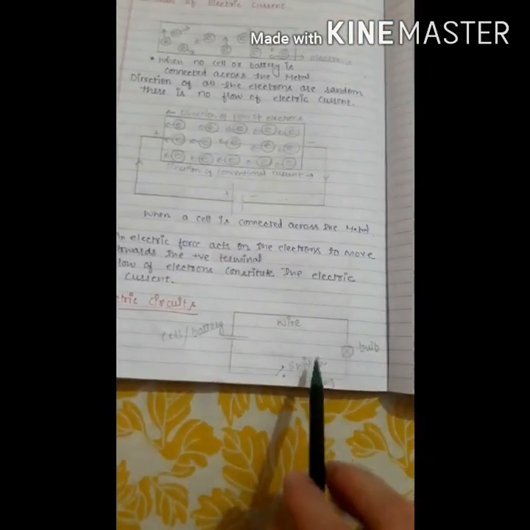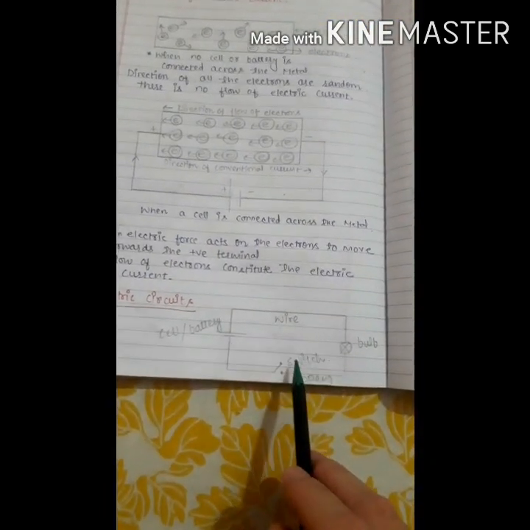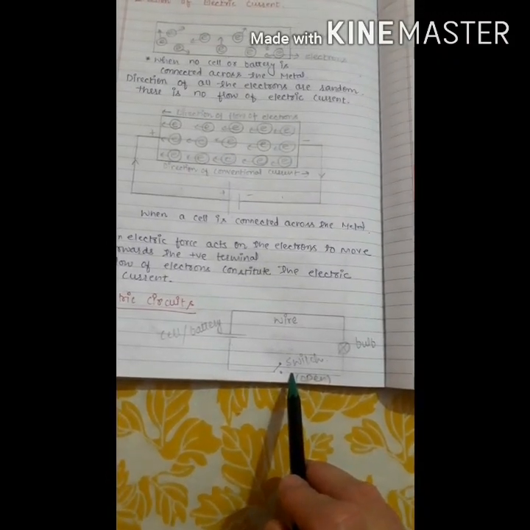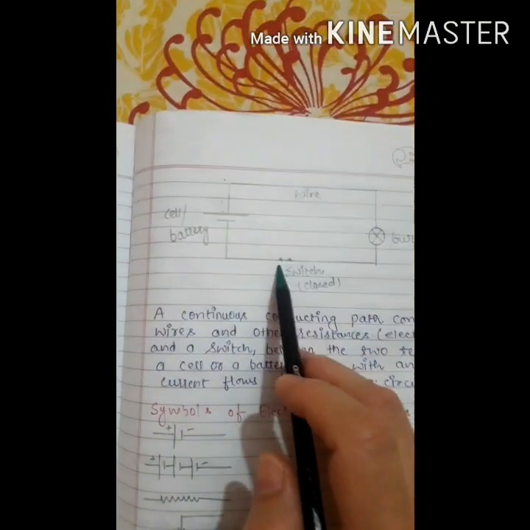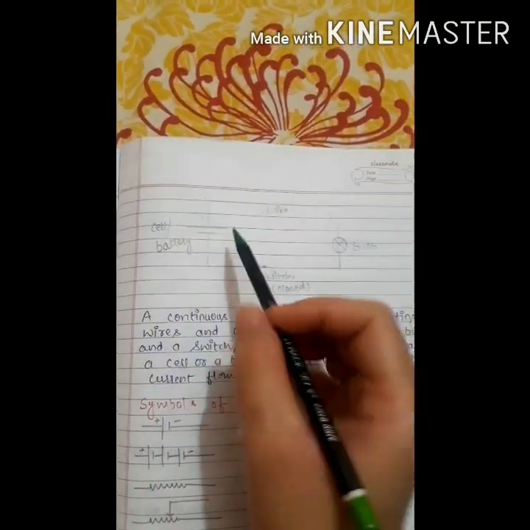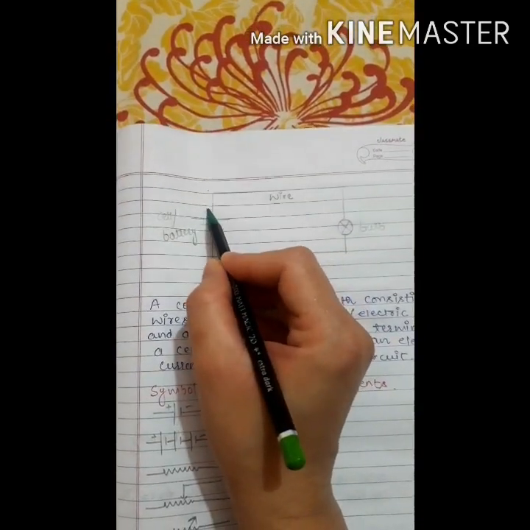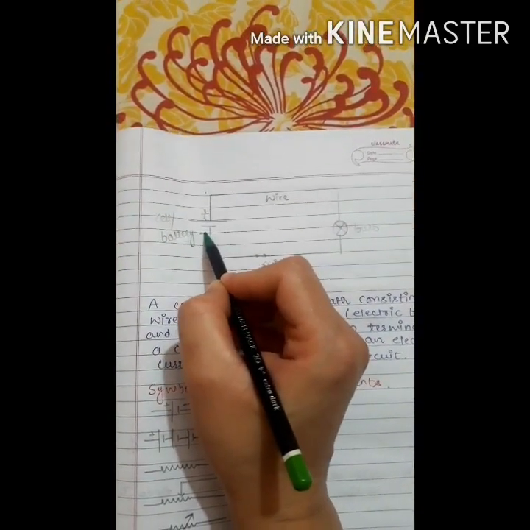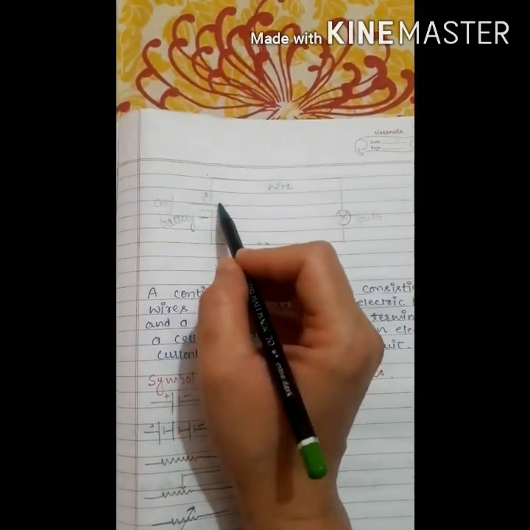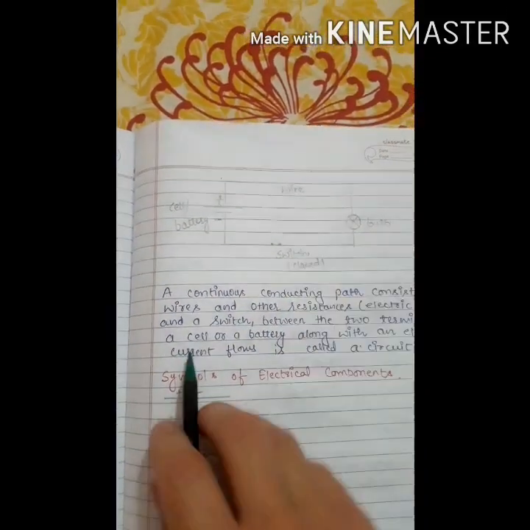In first case, our switch is open. When the switch is open, then there will be no electric current pass. Whereas in our second case, switch is closed. When switch is closed, then there will be a path of electric current from positive to negative. Then current will flow from positive to the negative end, and hence current will flow.